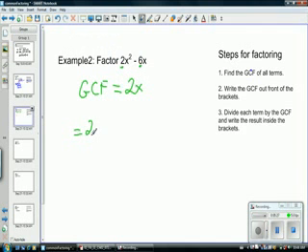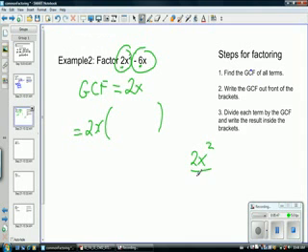To factor this, we do our second step, because we already did the first: we found the greatest common factor. The second step is to write down the greatest common factor out front, and then inside the brackets we divide each of the original terms by that greatest common factor. As a side, we'd say it's 2x squared divided by 2x. x squared divided by x will leave us with just an x, and 2 divided by 2 is just 1. So it's a 1x, but I'm not going to write it.